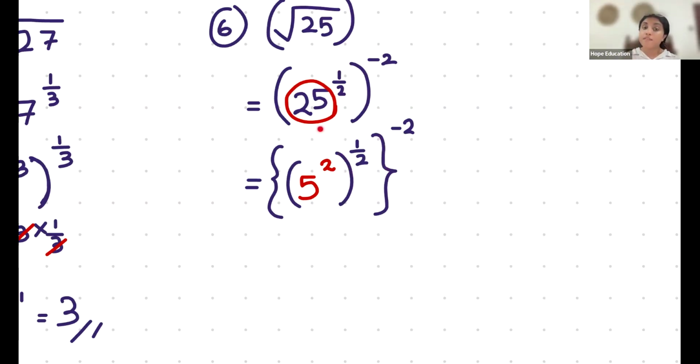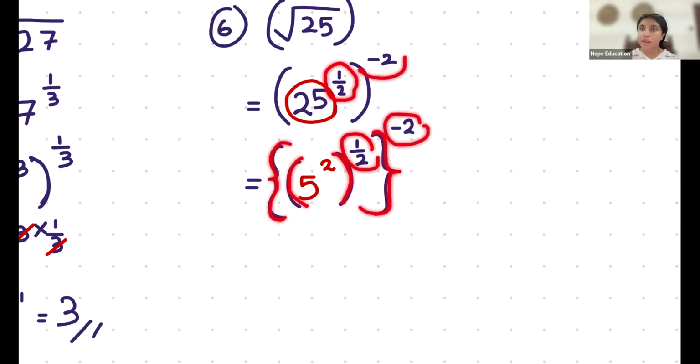But you know 25 also is a power. 25 I can write as 5 to the power 2. So මේ 25 කියන එක විතරක් මම මෙතන 5 to the power 2 කියලා ලියුවා. Now there are other powers also. Half is one power, minus 2 is another power. That is why I put it into a bracket. මම වෙනම bracket එකකට දැම්මා. Then there's a power half. ඒකට එළිය තව power එකක් තියෙන හින්දා I put another bracket, and I put the power minus 2. Did you all understand up to that point?